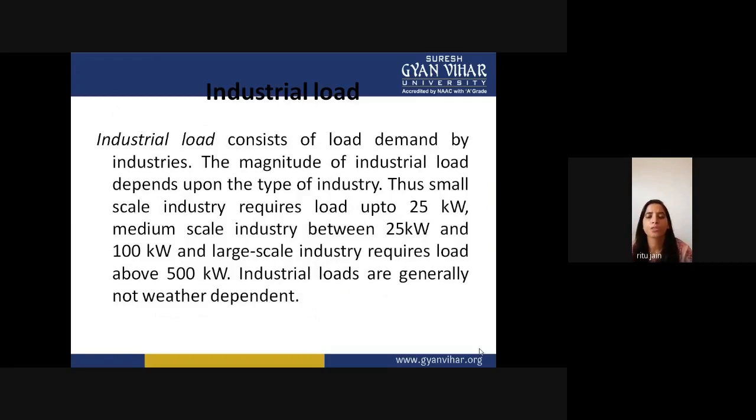Industrial loads are generally not weather dependent. It depends on what kind of industry it is, how many machines it has, and what the production of the industry is. So industrial load is not seasonal. It depends upon the size of the industry. If the industry is small, you require 25 kilowatt. If the industry has medium size, then you require between 25 kilowatt and 100 kilowatt. And if you have a large industry, it requires 500 kilowatt load.